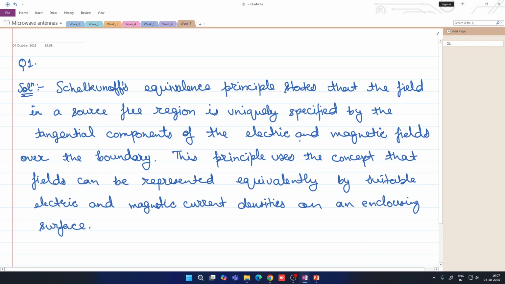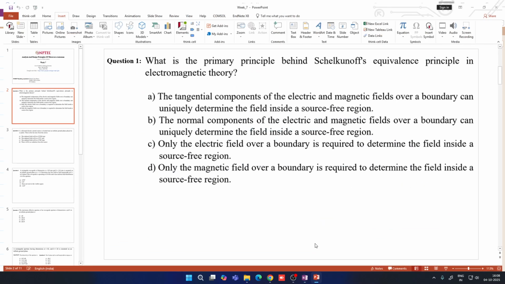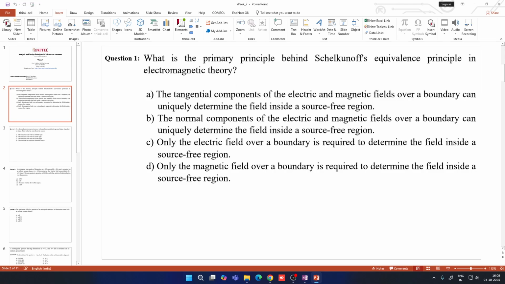I hope this is clear. That's what has been done in these lectures, right? Say this is a surface which is source free right now, so the fields can be defined with the tangential component of electric and magnetic field. That's why M and J were defined. They were nothing but electric and magnetic current densities on the enclosing surface. So now we will move on to the options.